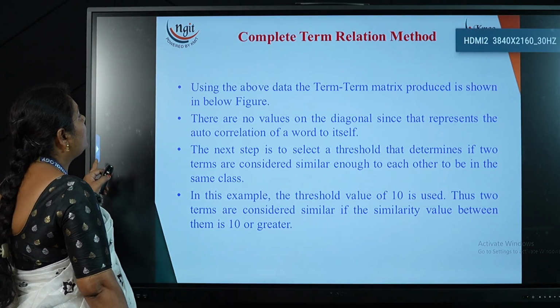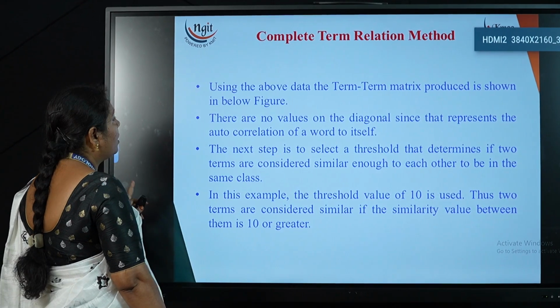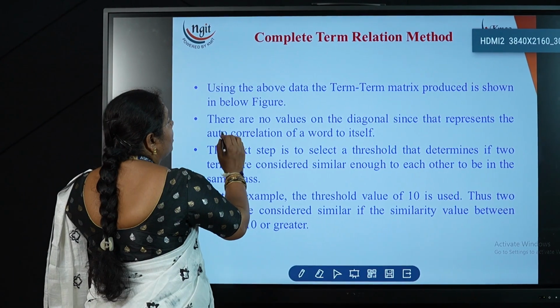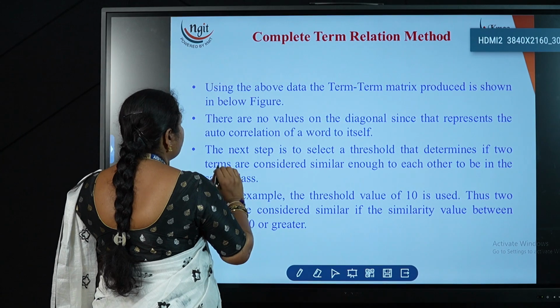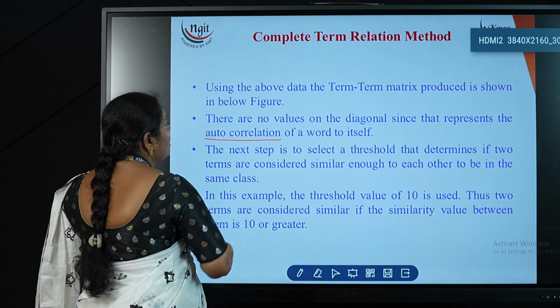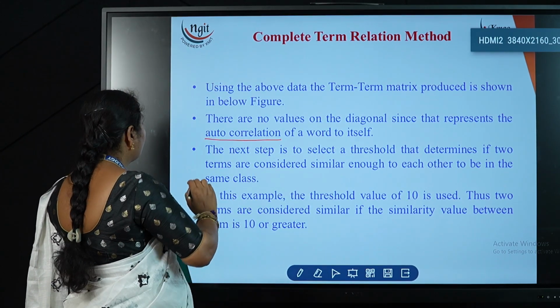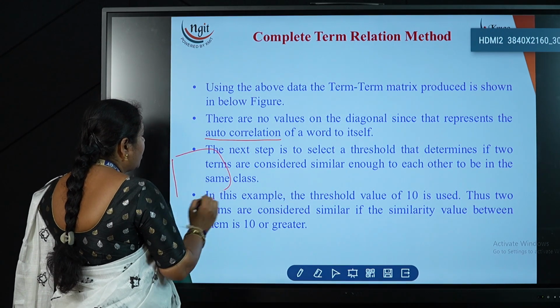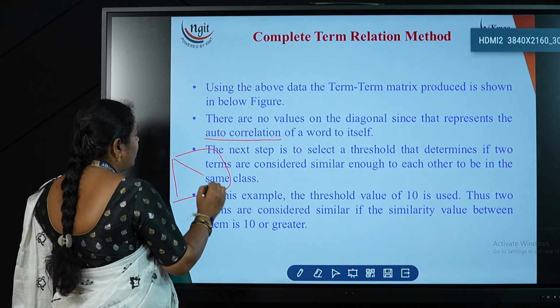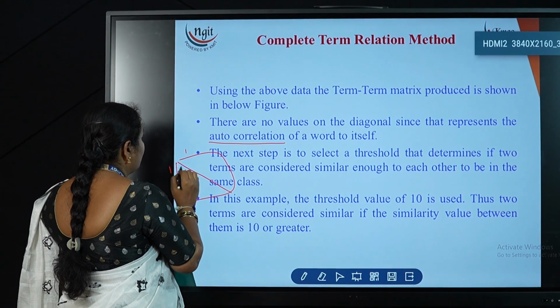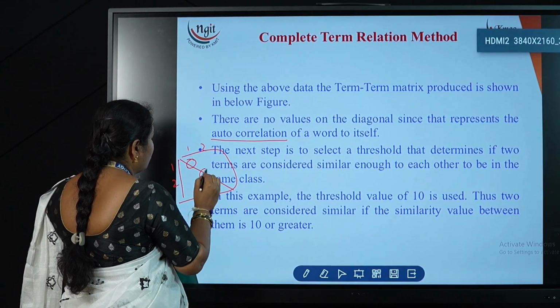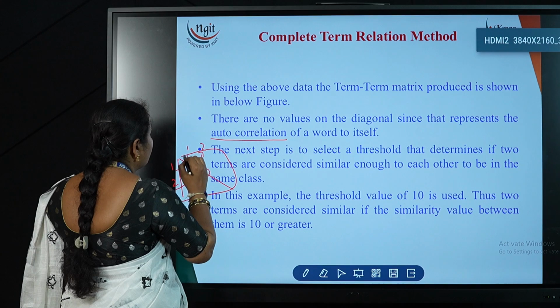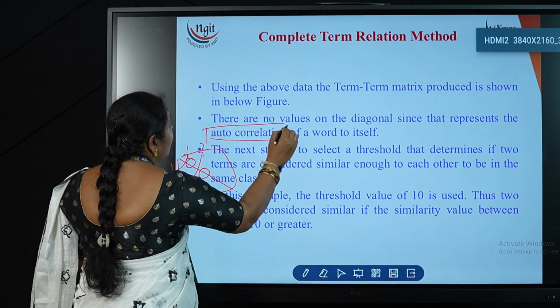So using the above data from the given figure, there are no values in the diagonal because you are not doing autocorrelation of the word. The meaning of this is, when I am drawing the matrix, you don't get the diagonal values, meaning 1, 1. So this is not there. 2, 2. This is not there. It means I am not comparing with the same elements. So this is autocorrelation of the word.